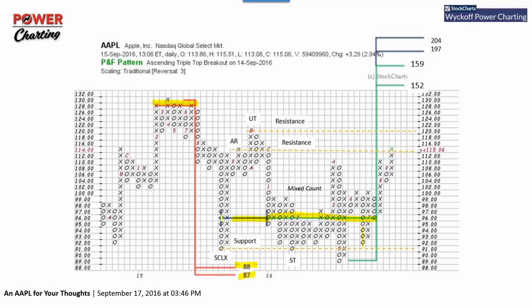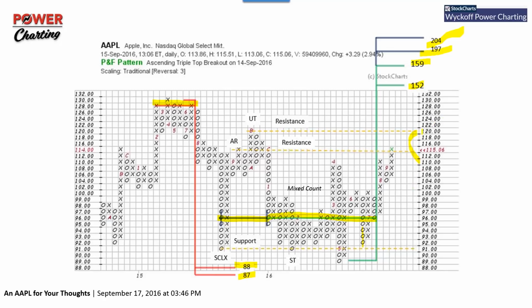And we have 2 segments that we count. The first segment gives us a count of 152 to 159. But the larger count goes 197 right here to 204. And so this really is a campaign count, and has lots of good potential in it for higher prices.